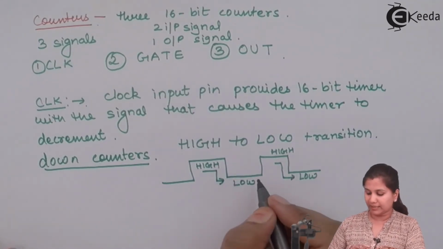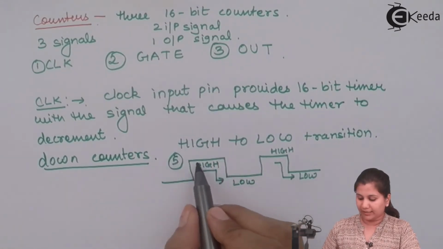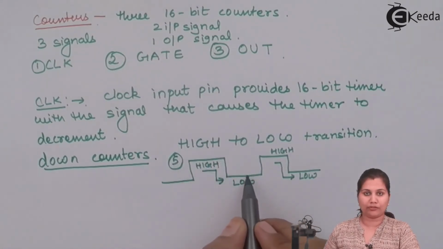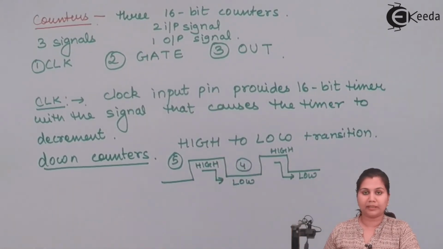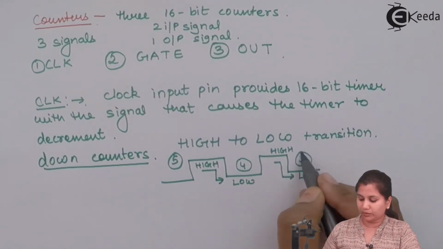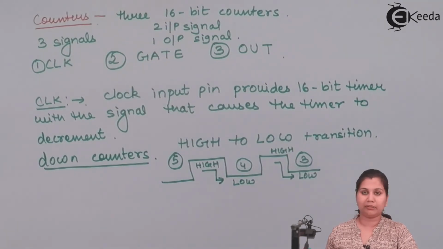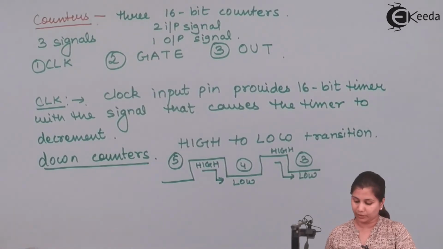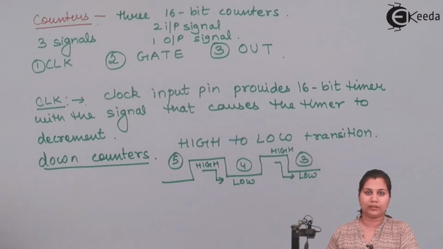Suppose the counter is initialized with a value of 5. When the transition takes place from high to low of the clock input, the counter will decrement, so its value will become 4. Again we have the high to low transition, so again the counter is going to decrement, and its value will become 3, and it will decrement in such a way that the last value 0 comes. So for every high to low transition of the clock input, the counter is going to decrement the count value.